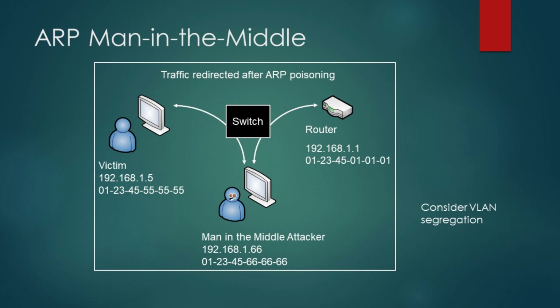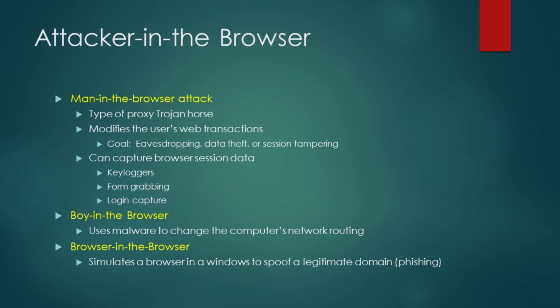But attackers are getting closer to the user, right? Operating inside the browser itself. Yeah, the attacker and the browser techniques. Man in the browser is one. This is usually a Trojan horse, malware running on the user's machine. A proxy Trojan? Kind of, yeah. It hooks into the browser process itself and can modify web transactions as they happen, right before they're displayed or sent. What's the goal there? Stealing credentials. Often, yeah. Eavesdropping, data theft, session tampering.